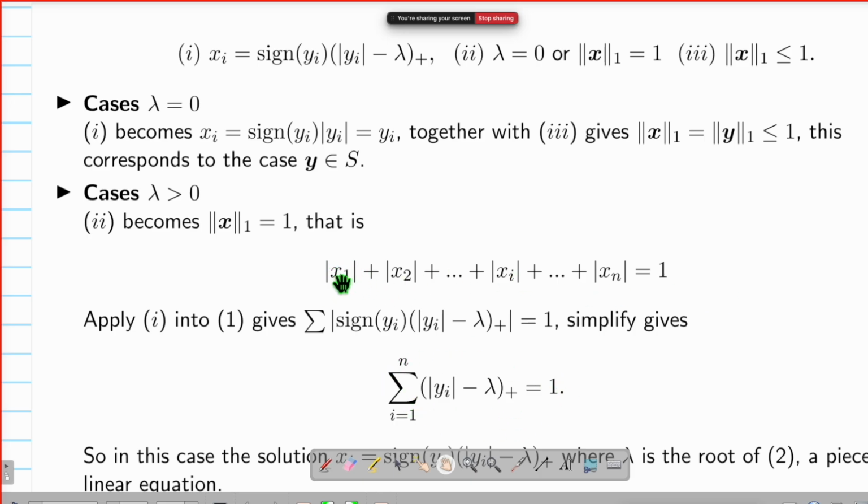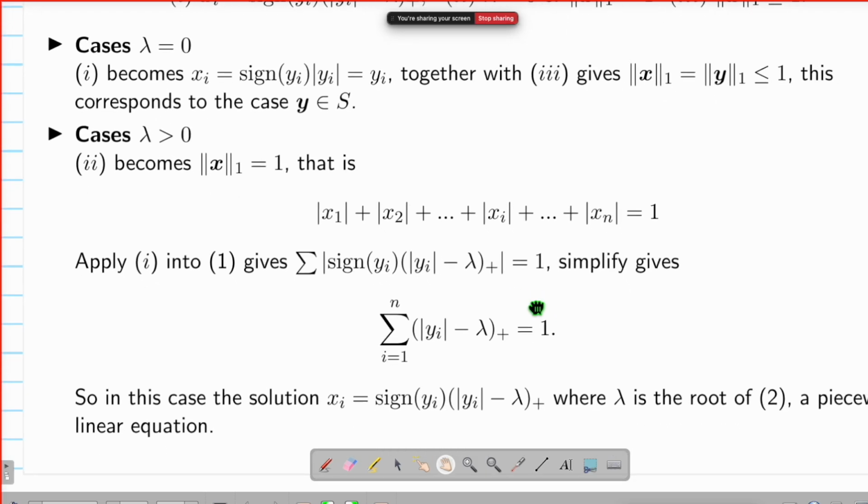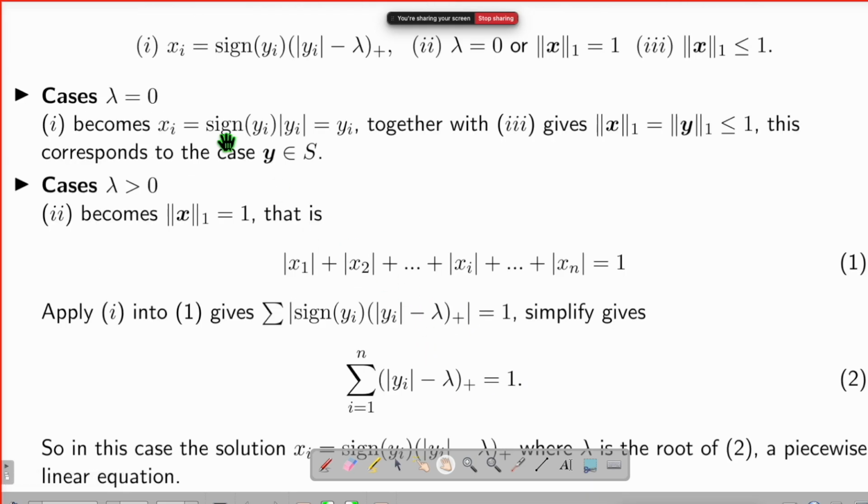So y1 for the sign of y and then do this, and then y2 do this, y3 do this, and so on. Add all of them, give me 1. I get something like this. Now this is the key. This means I have a formula to find what lambda is, because y is known. Y is the given point. So if I solve this I know lambda. So these are the two cases.